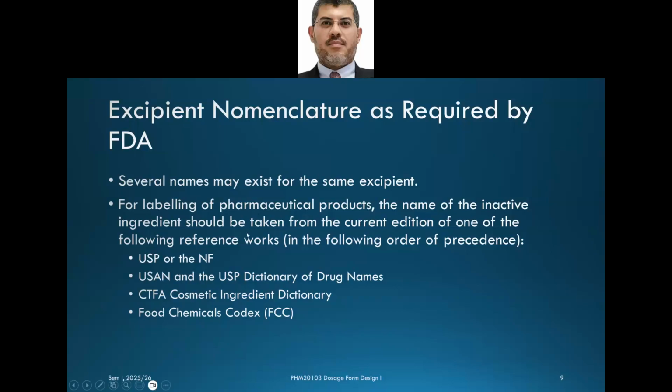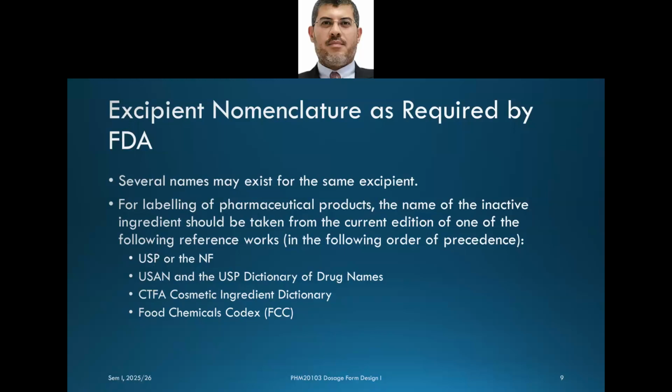So it should be taken from the current edition. The name should be taken from the current edition of one of the following references or reference works in that order. So first I look at the USP or National Formulary. If I find it there, there is a monograph in USP. It is mentioned in USP and there are characteristics mentioned there where the standards are given for the substance. Then I use the USP name. So which USP name? The name used for the title of the monograph.